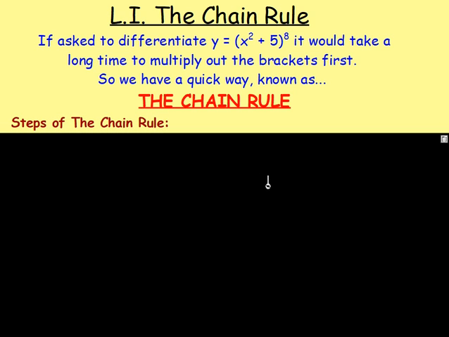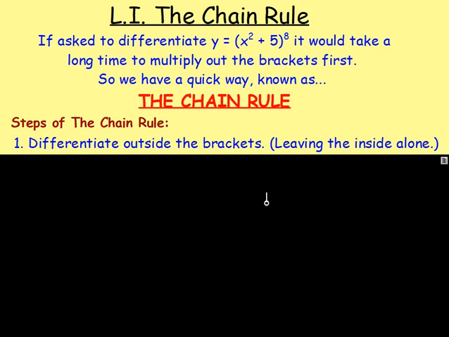So the steps for the chain rule. How does the chain rule work? Well, that allows you to differentiate something like this. And to do that, what do you do? First of all, you differentiate outside the brackets. So you just imagine that as something to the power of 8. And obviously, if you differentiate something to the power of 8, you bring the power down, you take 1 off the power. So you would differentiate outside the brackets, leaving whatever is inside alone.